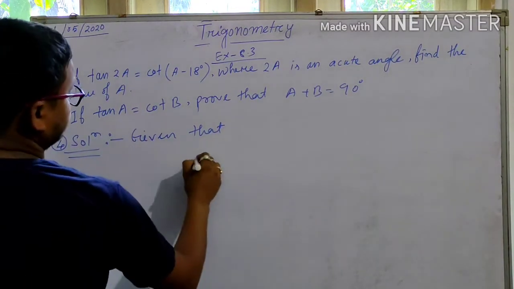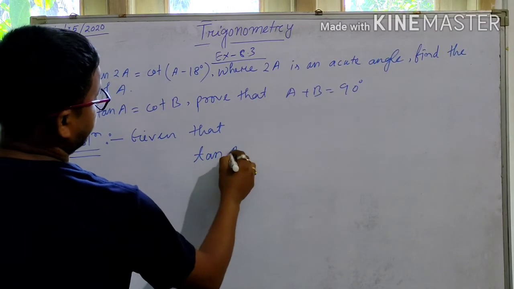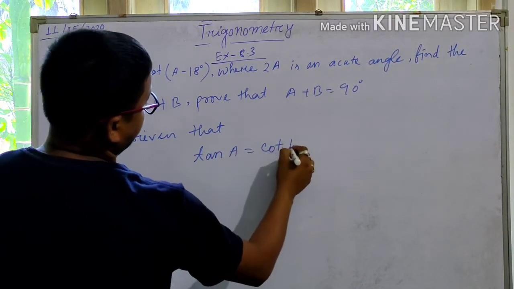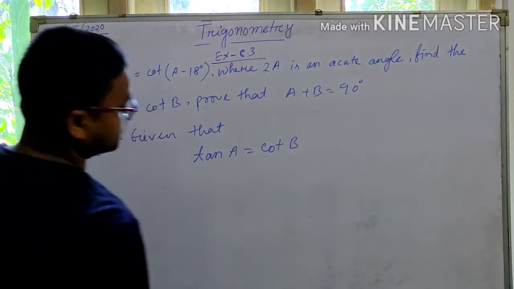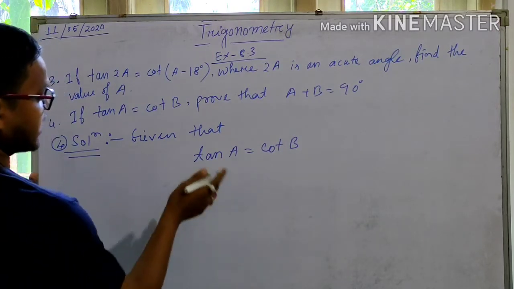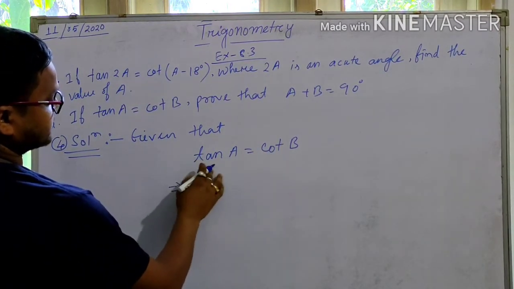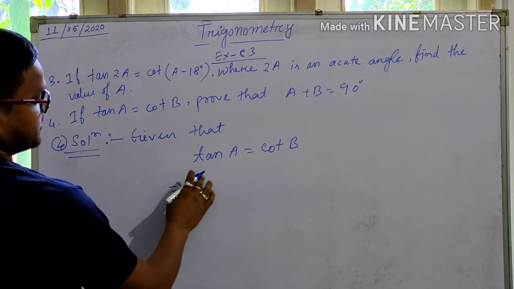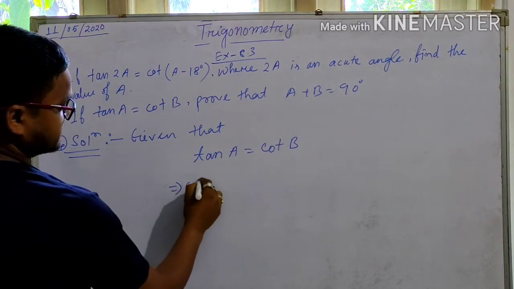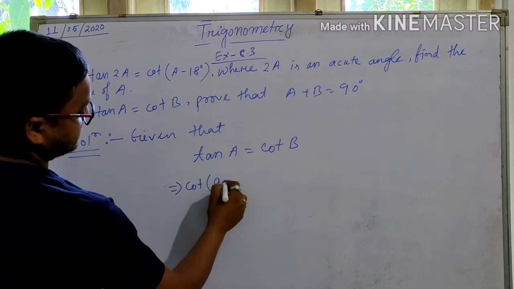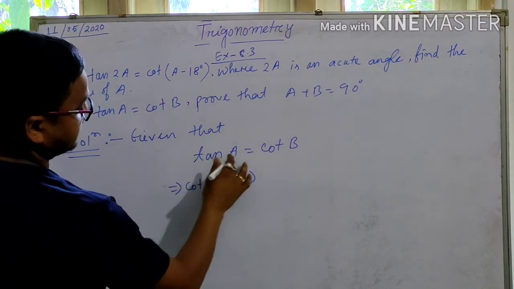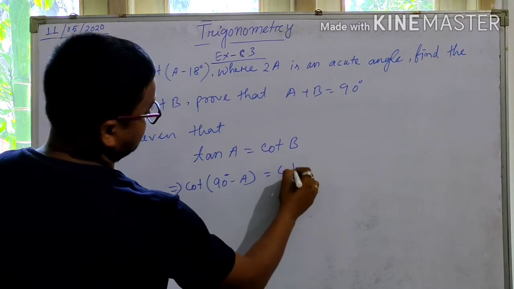So given that tan A is equal to cot B, finally you have to prove A plus B is equal to 90. From this, tan A equal to cot B, you take only one part. You can write cot as cot of (90 degree minus A), then you will get tan A, that is here, what you get, cot B.